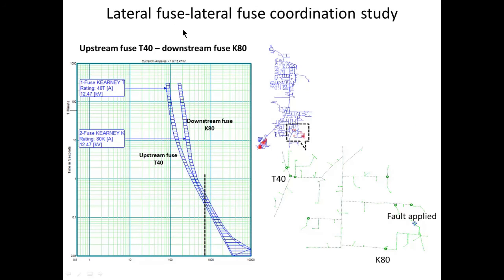So here is an illustration of one of those miscoordination cases, specifically T40 to K80 coordination. Here is that part of the feeder zoomed in. The fault is applied at this point. K80 is the downstream fuse that should operate, and T40 is the upstream lateral fuse. By looking at the TCC plots, we can see that for the corresponding fault current obtained from OpenDSS, the T40 operates earlier than K80, resulting in miscoordination.